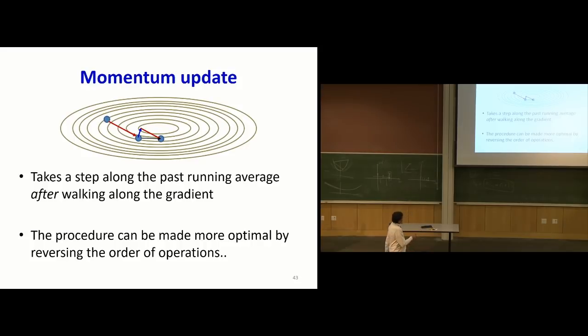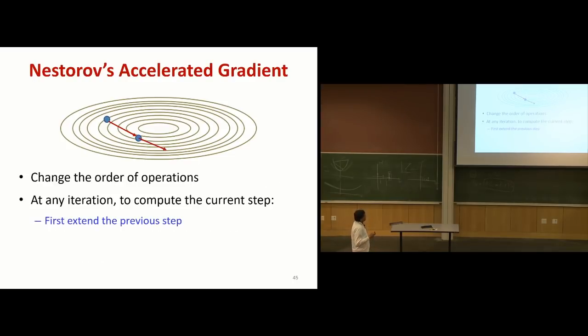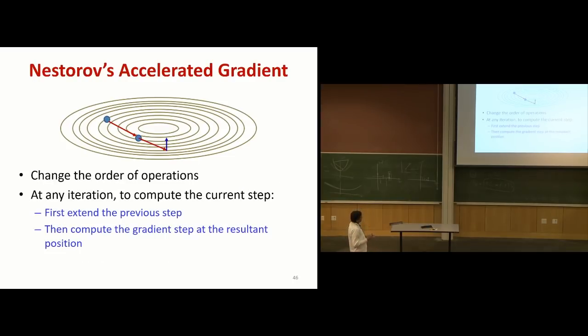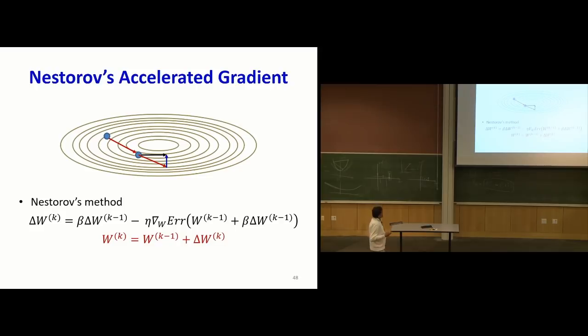Why? Because I know that I'm going to continue in this direction for a while. That is my momentum. The momentum is saying I'm going to continue in the direction that I've already been walking. So the more optimal thing for me to do is to continue walking and then figure out where to go and change my direction. So instead of finding the gradient and then adding the step, I can flip the order. I can continue first a little bit and then find the gradient at the current location, and the sum of the two is going to give me the actual step that I must take. So this is Nesterov's accelerated gradient method.